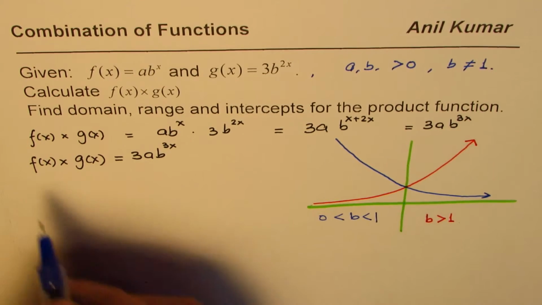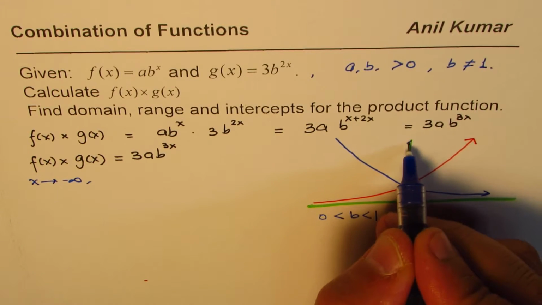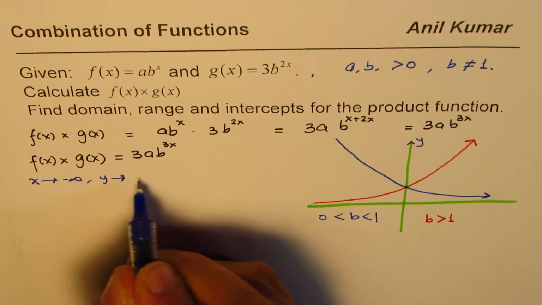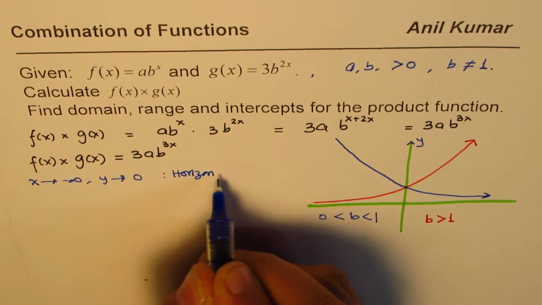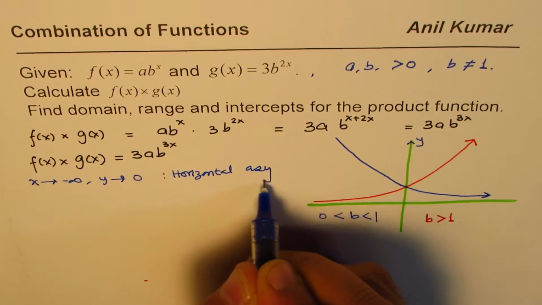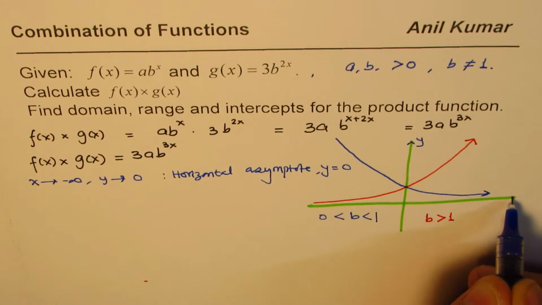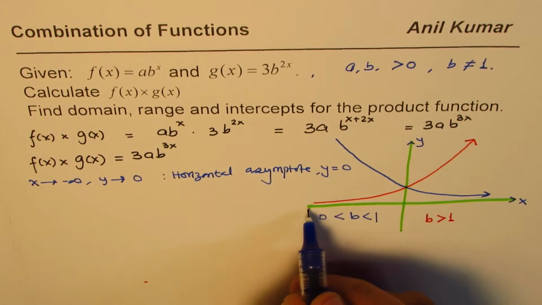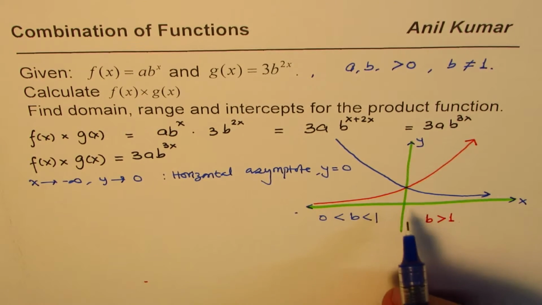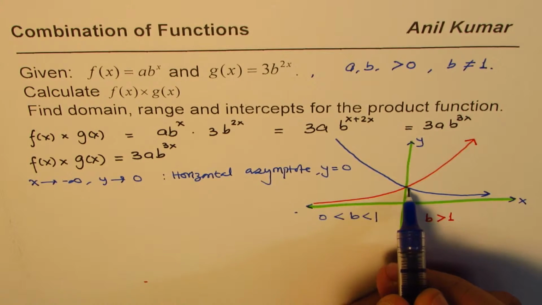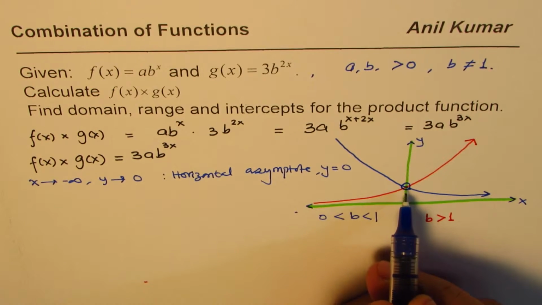Now you can see here that as x approaches negative infinity, the value of y approaches 0. So we have a horizontal asymptote, y equals 0. Is it okay? So we are approaching the x-axis as x approaches negative infinity. That is a horizontal asymptote. As far as the intercepts are concerned, we will not have any x-intercept. It approaches, but we'll have one y-intercept.